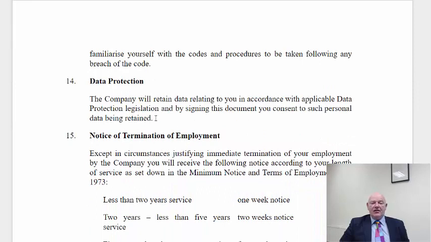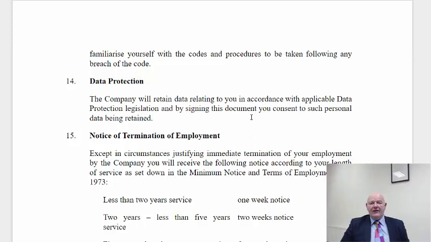You also have a data protection clause here, which stipulates that by signing this document, you consent to the employer maintaining personal data about you or retaining it. This is getting much more strict with the introduction of GDPR from May 2018. You cannot just rely on this simple signing of a contract as consent. You really need a more lawful basis for consent from the employee.